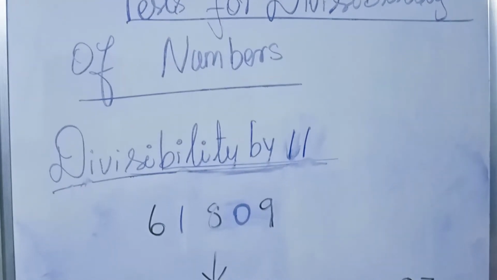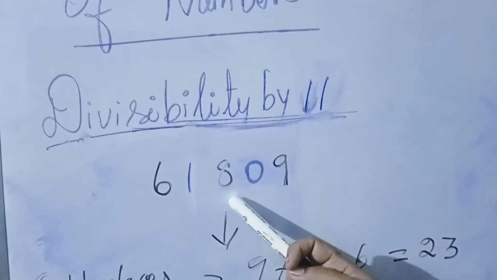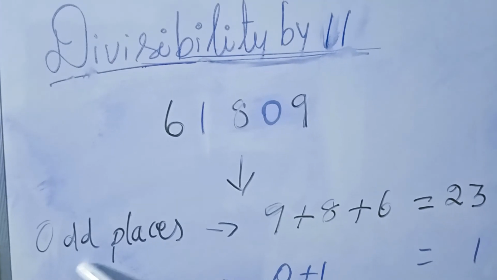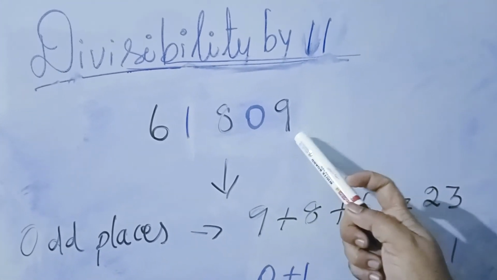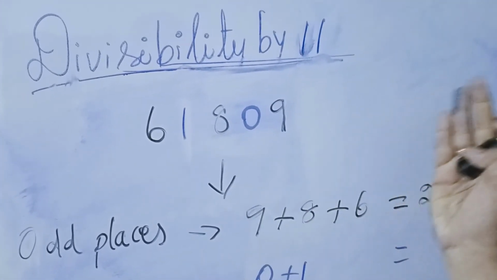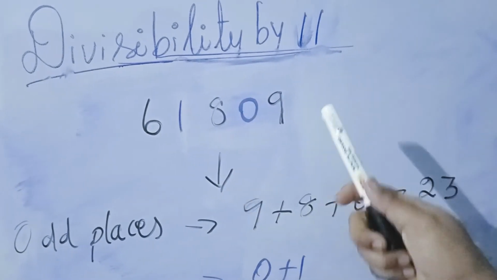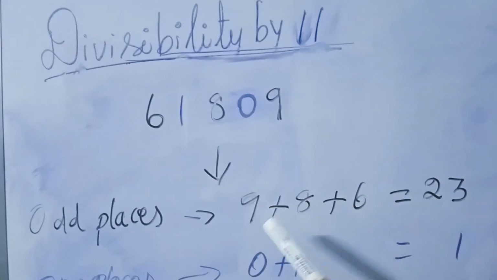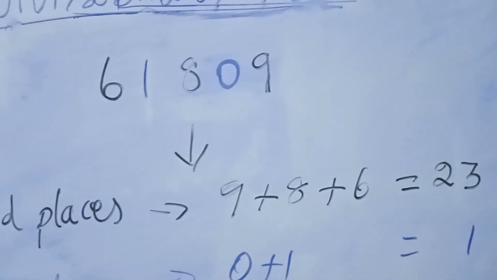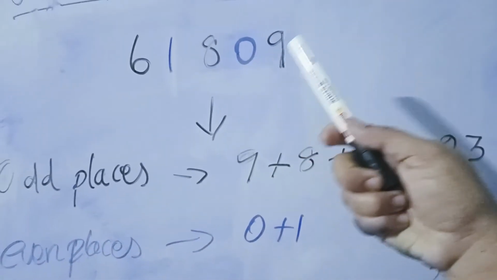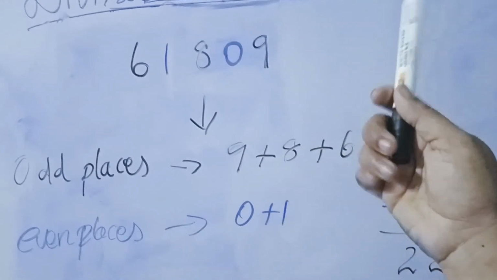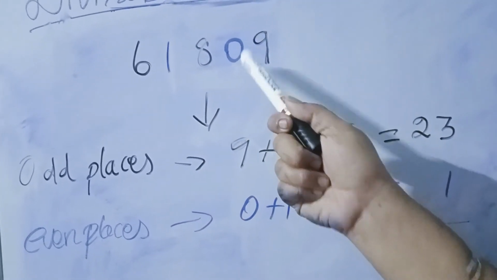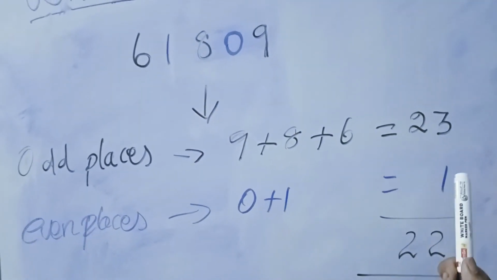One more example. 61,809 is here. First we have to add the odd places. That means first, third, fifth. We have to check from the right side. 9, then 8, then 6. If you add these numbers, the answer is 23. Now the even places: second place, fourth place, from the right side. So 0 plus 1 is equal to 1.